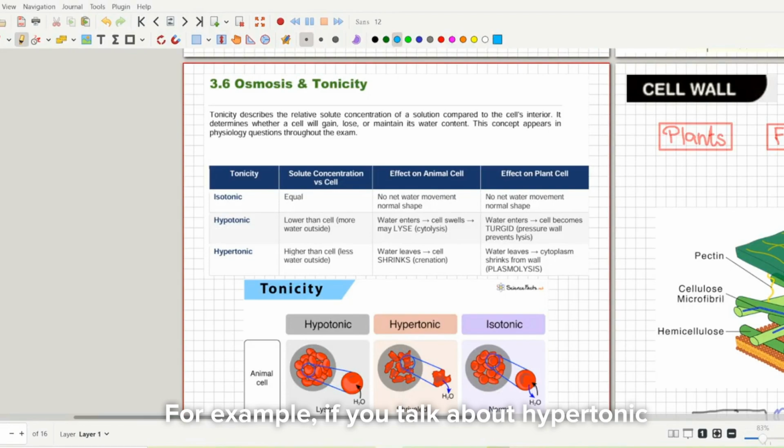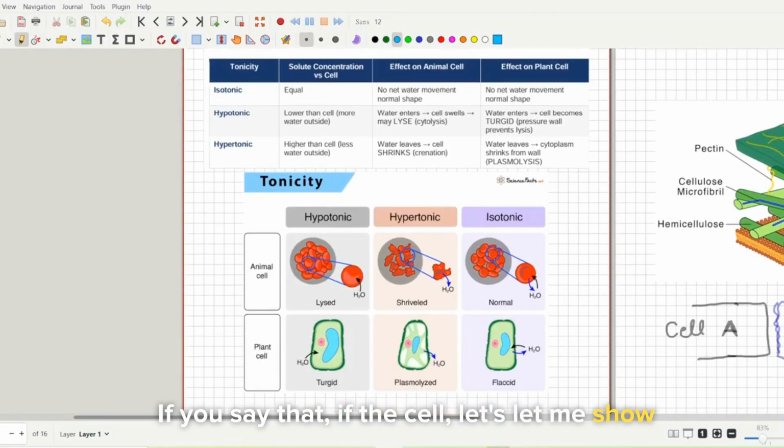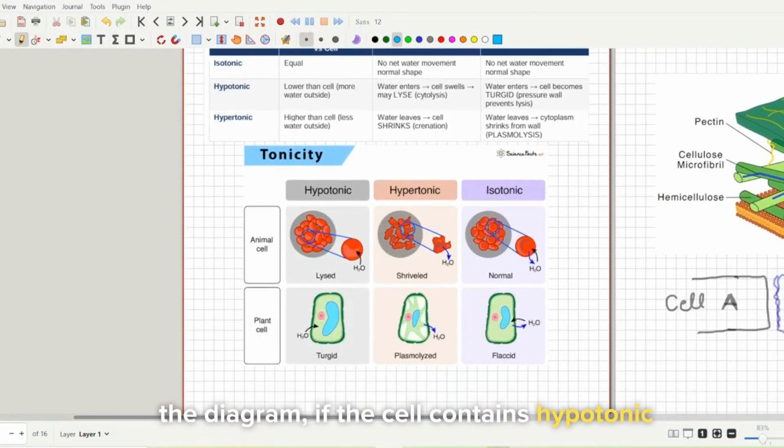For example, if you talk about hypertonic condition, the hypertonic condition is referring to the cell, not the external environment. Let me show the diagram. If the cell contains hypotonic condition, then that means inside the cell there is less salt. That's why it is hypotonic in the cell. What about the water? The water is on the outside, and it would contain a higher amount of salt as compared to the cell.